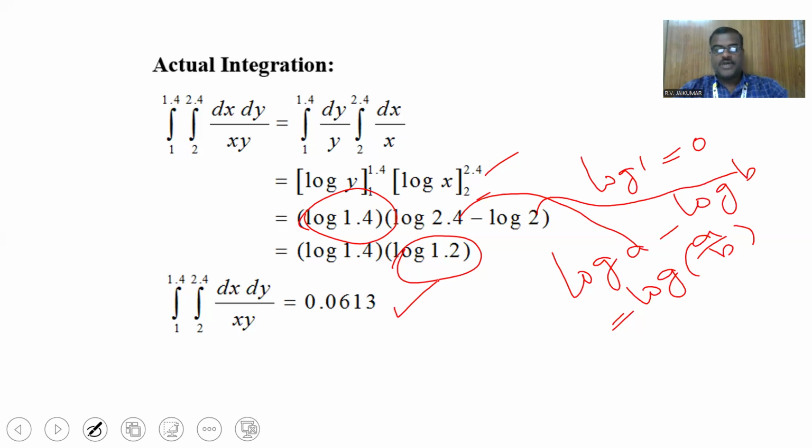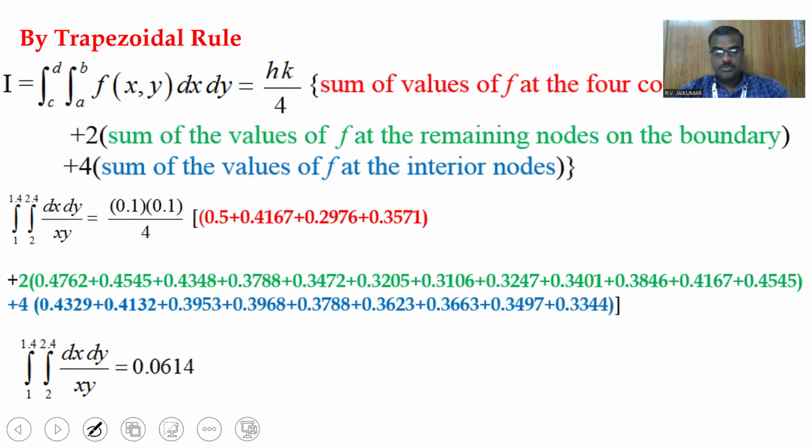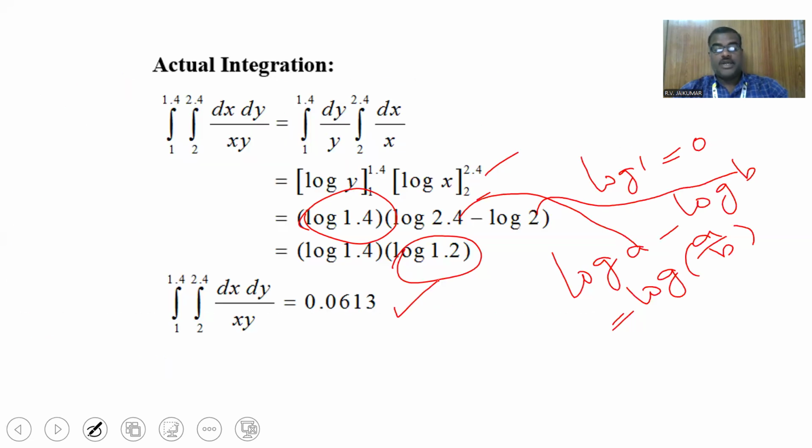I told you we are finding the approximate value of the integration. When we use actual integration, we get 0.0613. But when we use the trapezoidal rule, we get 0.0614. There is a minor correction in it, and it's called error. So we are finding the approximate value of the integration using the trapezoidal rule, and we obtain the exact solution by using actual integration, 0.0613.